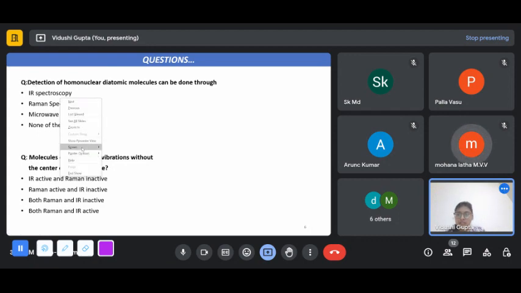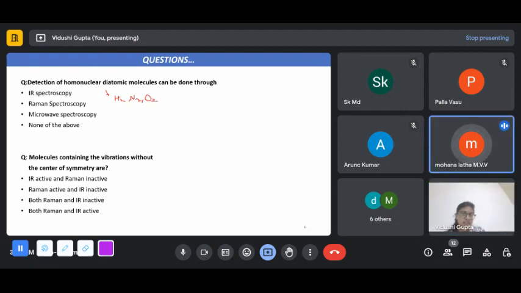So the next question is detection of homonuclear diatomic molecules can be done through IR, Raman, or microwave spectroscopy. So what are homonuclear diatomic molecules? Like H2, N2, O2. Yeah, correct. So by which technique can you detect it? IR, Raman, or microwave? Microwave. Okay. Why not IR and Raman?